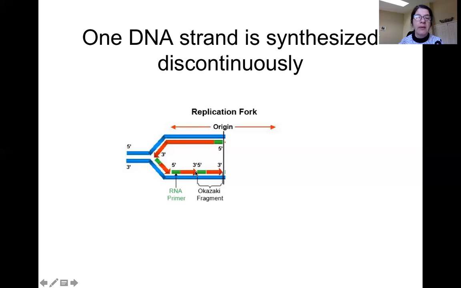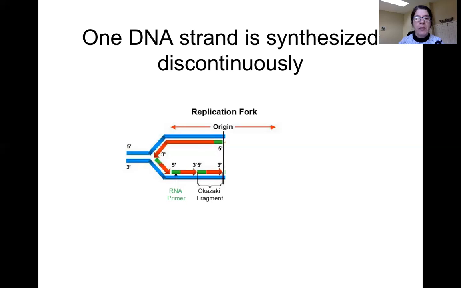and synthesize this way. Then it's going to jump back here, synthesize this way, and keep jumping backwards, moving forwards. Or actually, it's going to be jumping forwards towards the direction of fork movement, but synthesizing backwards. So what the polymerase does is it jumps back, synthesizes, jumps back, synthesizes, jumps back, synthesizes. So it'll synthesize this strand in small portions, discontinuously, not in one continuous thing, but in little parts.